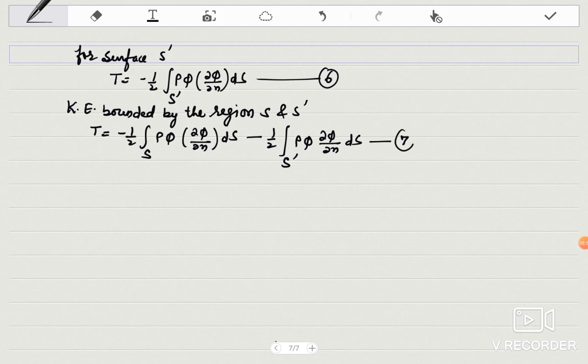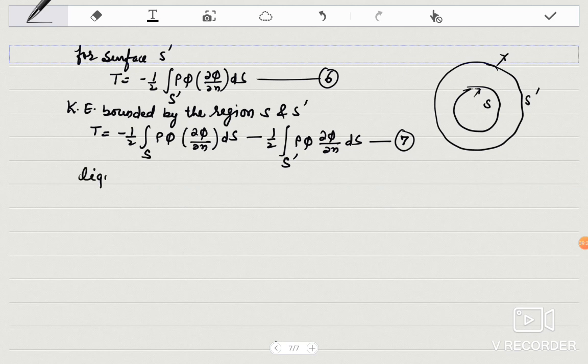Now we will use the equation of continuity. This is your surface S and this is your surface S dash. Equation of continuity says that whatever liquid is entering through this should be the same as whatever liquid is going out from S dash. Now what will be the amount of liquid, or flux of liquid, through S?